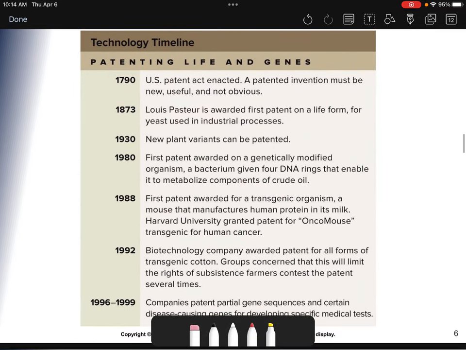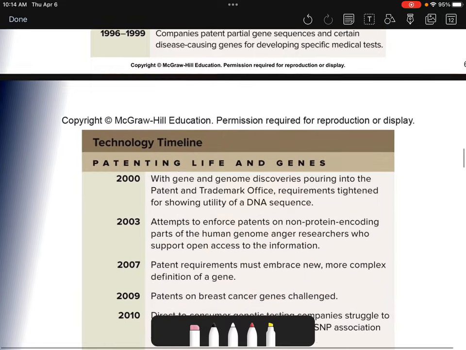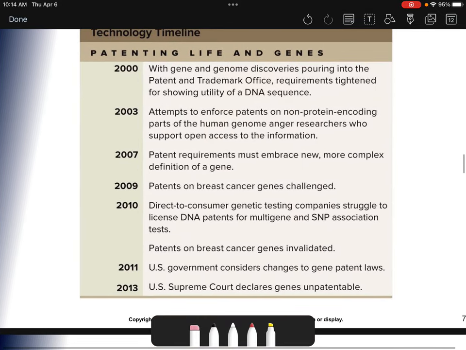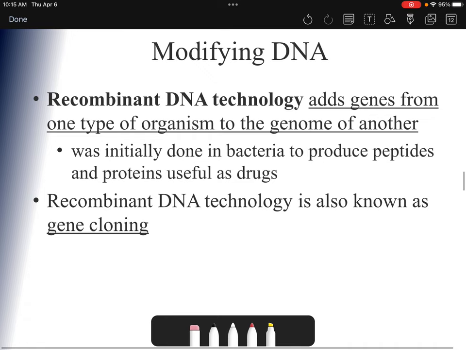This just gives you a little bit of history on how patenting, especially in relation to genes and genetic sequences, has progressed throughout the years, and all the way up it goes as far as 2013. And you can see in 2013, the Supreme Court declares that genes are unpatentable, which allows all researchers then to be able to share and utilize similar sequences to do their research.